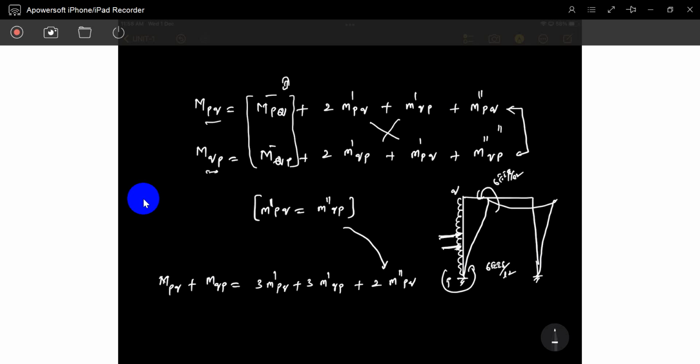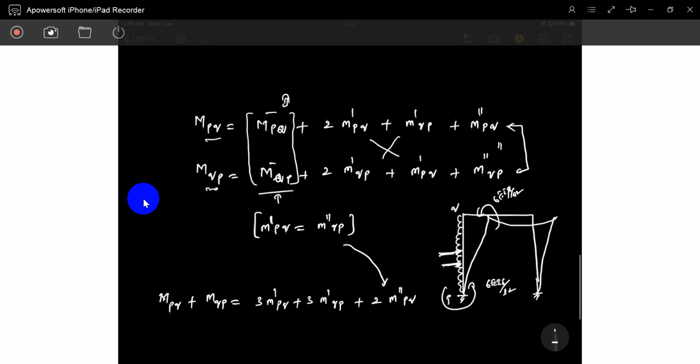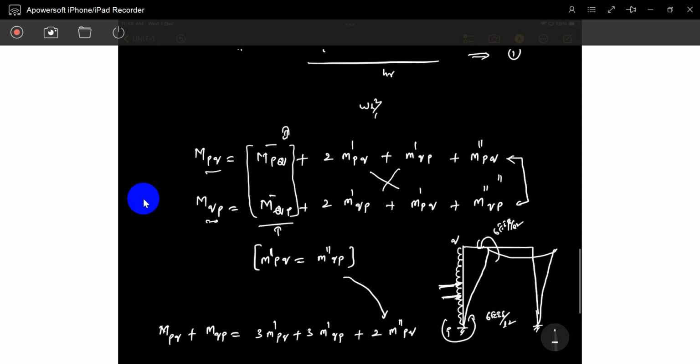Sir, what are these two? I said most of the cases these two are zero. If a wind load is acting, what are these two values? One is WL square by 2, the other is minus WL square by 2. If you add both, it should be 0, because one is positive and one is negative. I said if any eccentric loading is acting, then only these two are different. If it is not eccentric, those two should be equal and opposite, so if you add both, it will be 0.